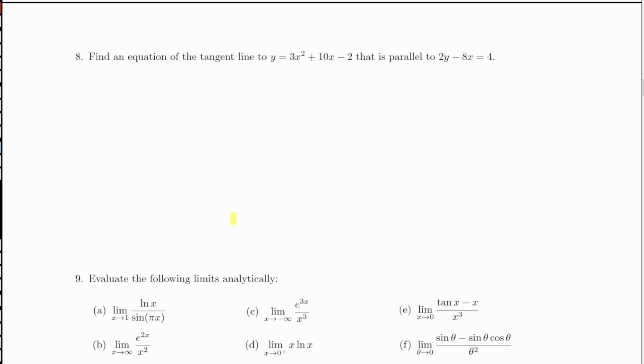Problem 8. Find an equation of the tangent line to y equals 3x squared plus 10x minus 2 that is parallel to 2y minus 8x equals 4. So parallel to means the same slope, so let's find the slope here. So 2y equals 8x plus 4. So y is 4x plus 2. So here the slope is 4. So I want to find a tangent line that has slope 4.